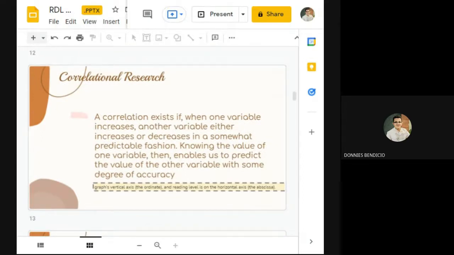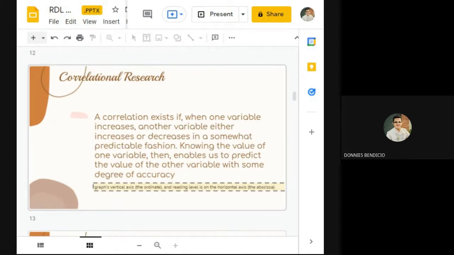So correlation exists if one variable increases, another variable either increases or decreases. Kapag ang variable A at variable B ay plinat natin sa isang scatter plot, makikita natin, is it increasing? Okay. O kaya naman decreasing ba yung isang variable? So kapag pareho silang increasing, this is a positive correlation. Kapag naman yung isa ay negative, bumababa habang tumataas yung isa, so this is a negative correlation. So knowing the value of one variable then enables us to predict the value of the other variable with some degree of accuracy.